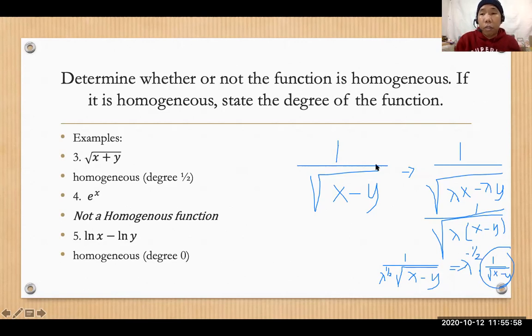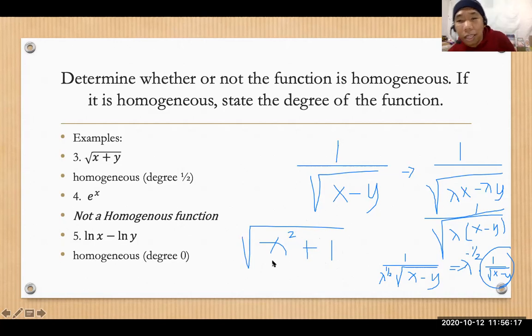Again, if you can't remove or factor out lambda, just like in the equation x squared plus 1, obviously it's not homogeneous because you have a constant here. If you put lambda here, the lambda will just remain in that given function. You can't factor it out. So this is not homogeneous.